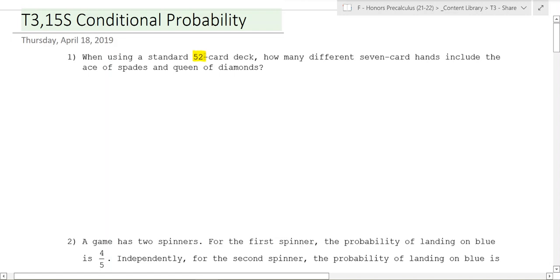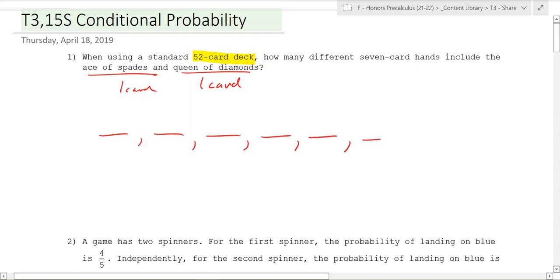When using a standard 52 card deck, how many different 7-card hands include the Ace of Spades and the Queen of Diamonds? So the Ace of Spades is one card, and this is another card. It's two single cards right there. A 7-card hand, it doesn't matter what order it's in, it's still the same 7-card hand. So the order doesn't matter. 1, 2, 3, 4, 5, 6, 7. The first one, we'll call it the Ace of Spades, and then we have the Queen of Diamonds. It doesn't matter what order it goes in.